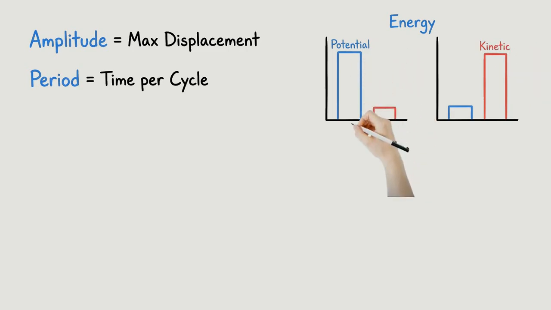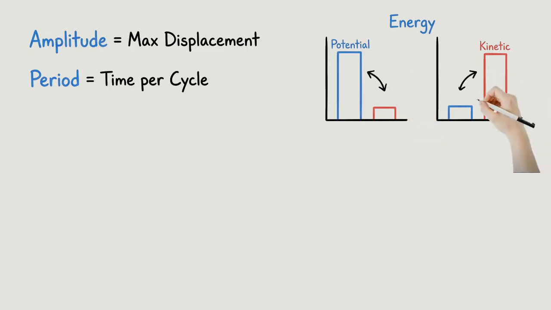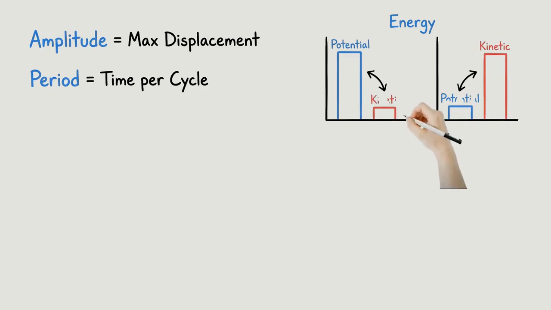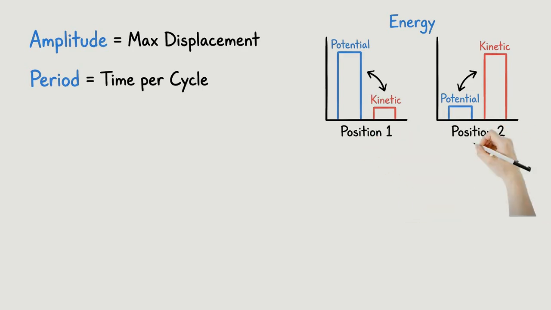As it moves toward the center, that potential energy converts into kinetic energy. At the center, kinetic energy is maximum and potential energy is minimum. Then the energy shifts back the other way. The constant swapping of energy explains why the speed changes even when no energy is lost.